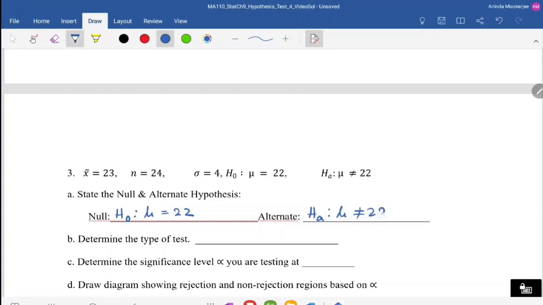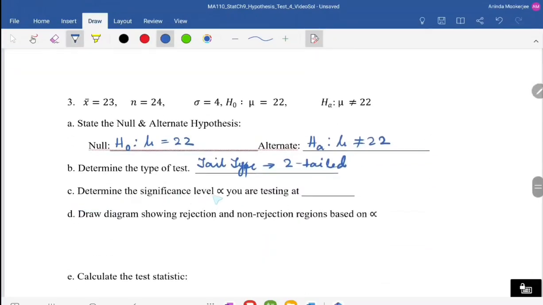Part B says determine the type of test. It is a z-test procedure, of course, because the population standard deviation is known. However, what they're asking for really is the tail type of the test, which is a two-tail test. Why is it a two-tail test? Because the alternate hypothesis has a not equal to symbol in it.